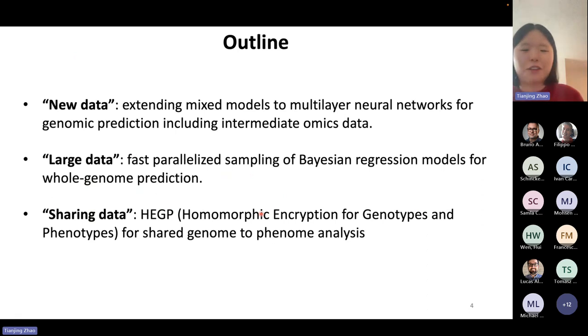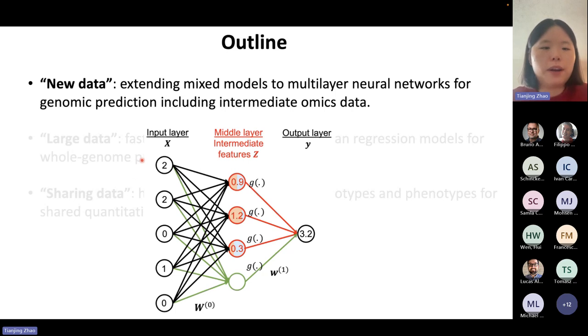Okay, so let's go back to my research. Today I will present three topics: new data, large data, and sharing data. Now let's look at the first one, new data: extending mixed models to multi-layer neural networks for genomic prediction, including intermediate omics data.